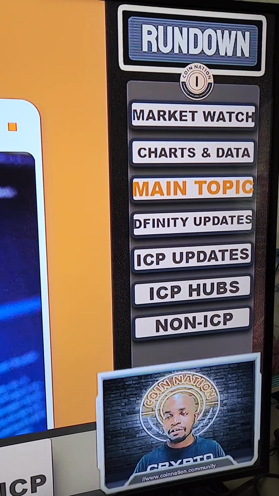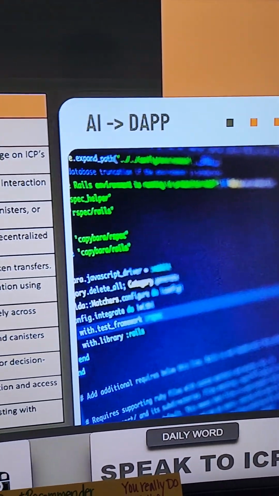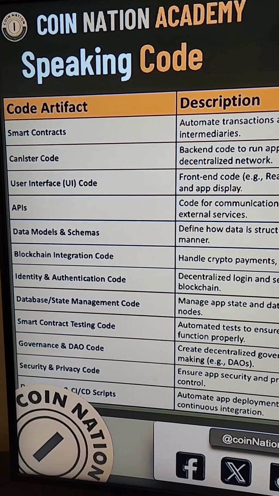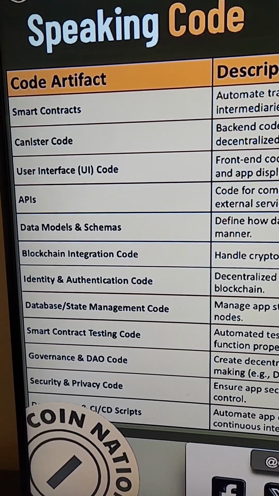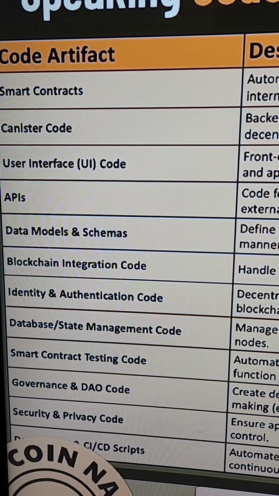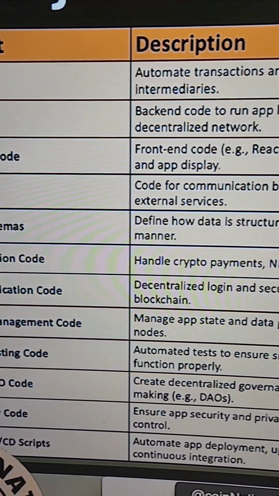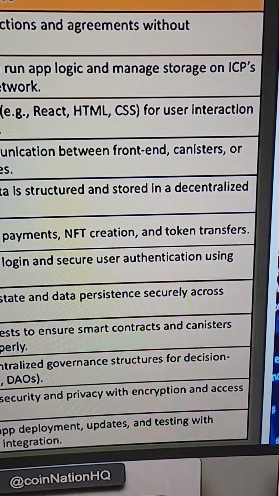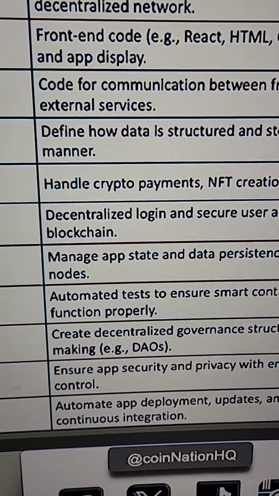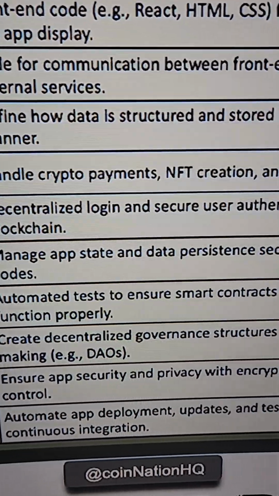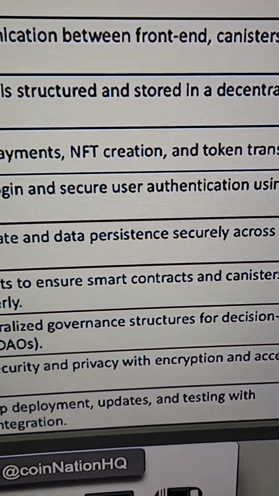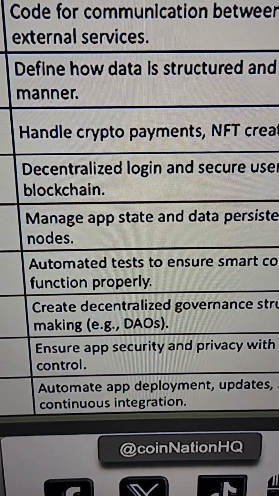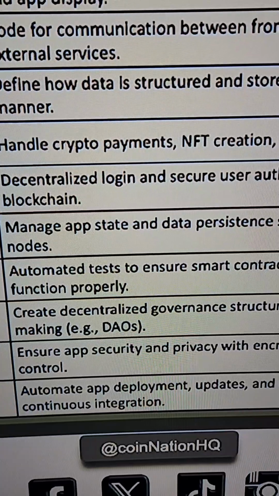And you're gonna have APIs stood up for the functionality code for communicating between the front end canisters and external services, data models and schemas. Now that's what we're talking about, that structured data. What is a user comprised of? If you are dealing in a CRM, what does a user account look like? Blockchain integration code to handle crypto payments, NFT creation, token transfers, identity and authentication code to interact with the built-in internet identity framework on ICP, database and state management.